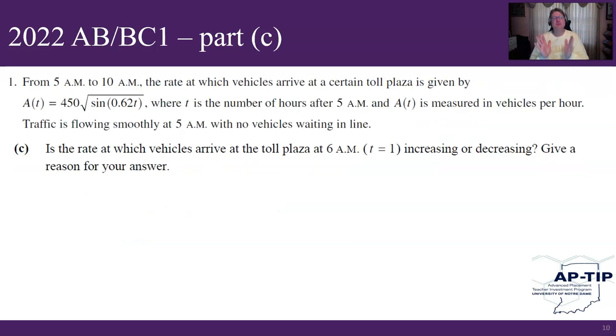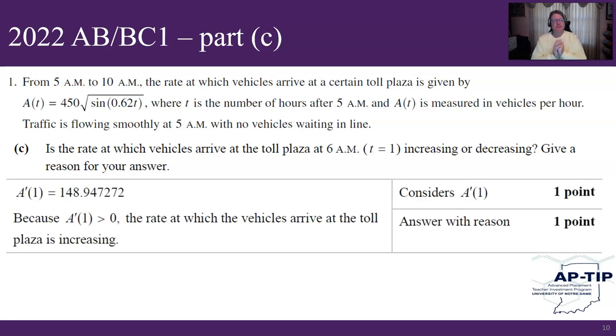Moving on to part C. The question asks, is the rate at which vehicles arrive at the toll plaza at 6 a.m., once again, is time 1, increasing or decreasing? And we have to give a reason for our answer. So in this particular case, the exemplary response would show that the derivative of the function A evaluated at 1 is this 148.947 decimal value. And that particular answer would earn the first point.